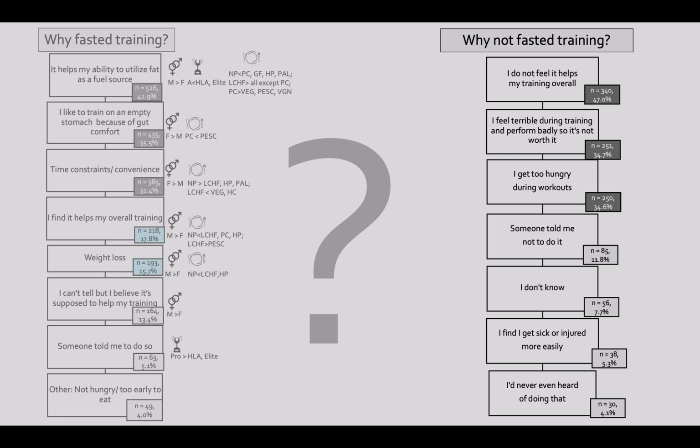And then we asked people why they don't do fasted training. And the most common reason, or nearly half the people, feel that it just doesn't help their training overall. A lot of people reported they feel terrible during training and perform badly, so it's not worth it, or getting too hungry. And again, when we look at these differences, we see sex differences for nearly every reason.